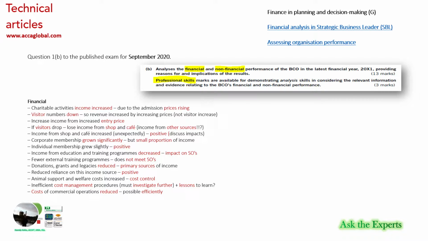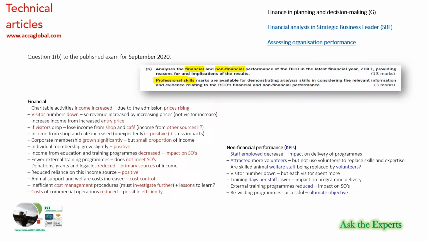Please carefully read each point and don't forget to discuss both the reasons for the results of the calculations, also the implications and consequences of the results. Finally, link the reasons to the scenario itself. Again, try to ensure that your answer is sufficiently well balanced. In other words, try to consider both the financial and non-financial performance, for example the KPIs.